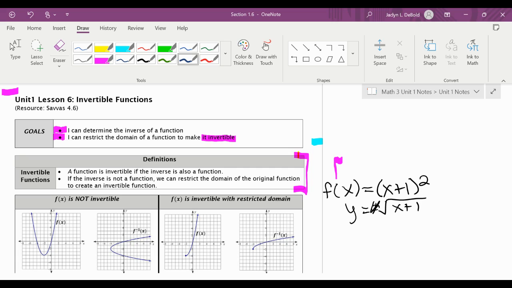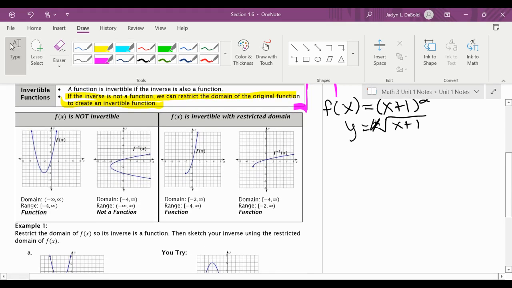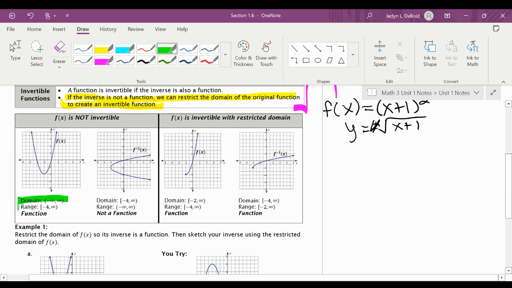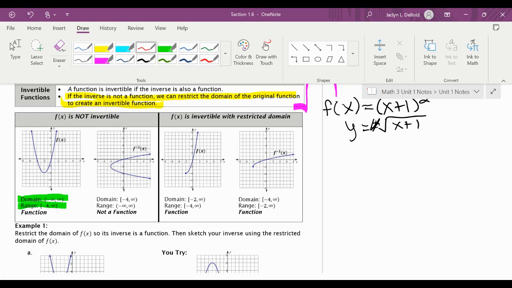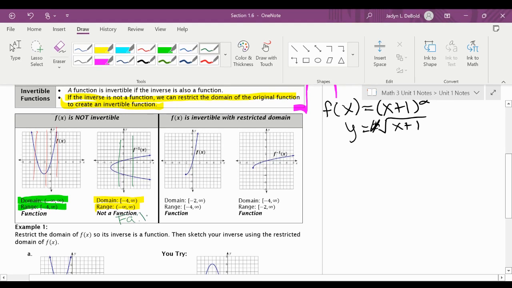So a function is invertible if the inverse is also a function, and if it's not a function, we're going to restrict the domain to make it invertible. So for example, if I had a quadratic, you can see that this would be a function. So if I did the vertical line test, it's a function. When we create the inverse of that function, you can see that it actually fails the vertical line test, right? So it's not a function. That means it intersects at 2 points, which means it's not a function.